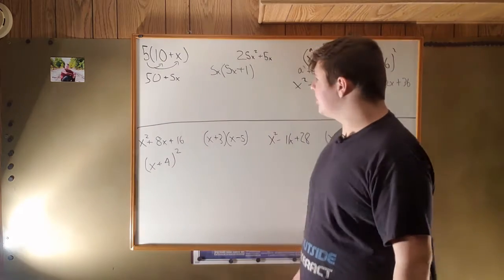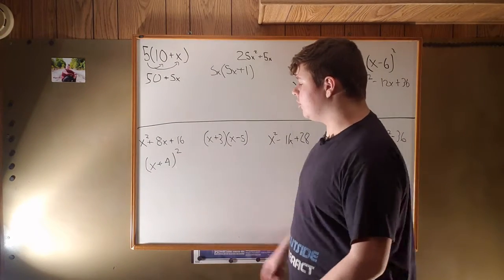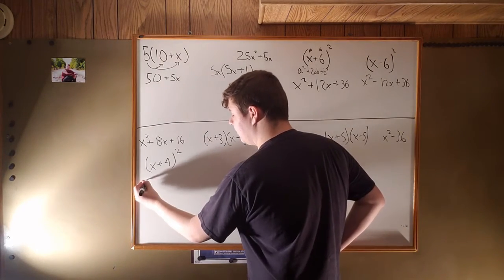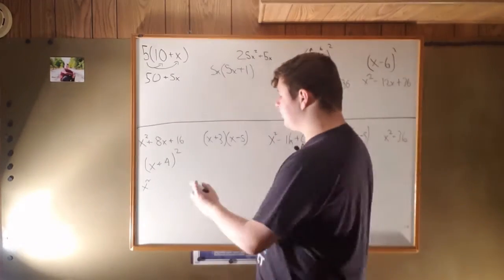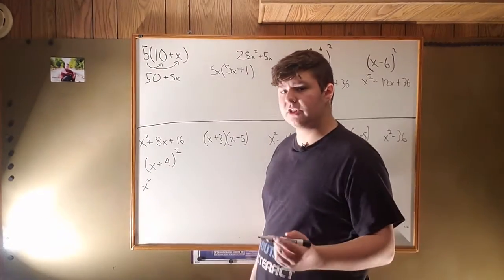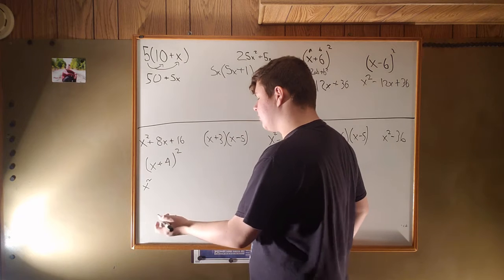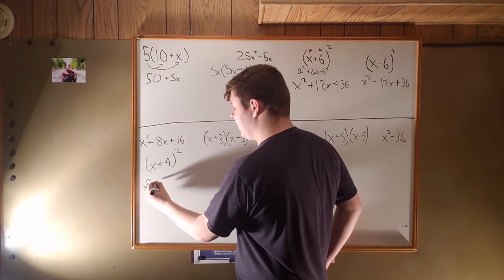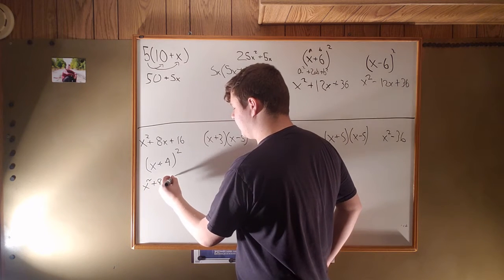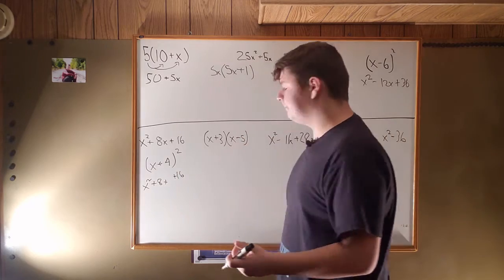Now, just to double check that, we can use the same method. So a squared would be x squared. 2ab would be 2 times 4, which is 8, times x, which is just x, so we'd get 8x, and 4 squared is 16. It's the same thing.